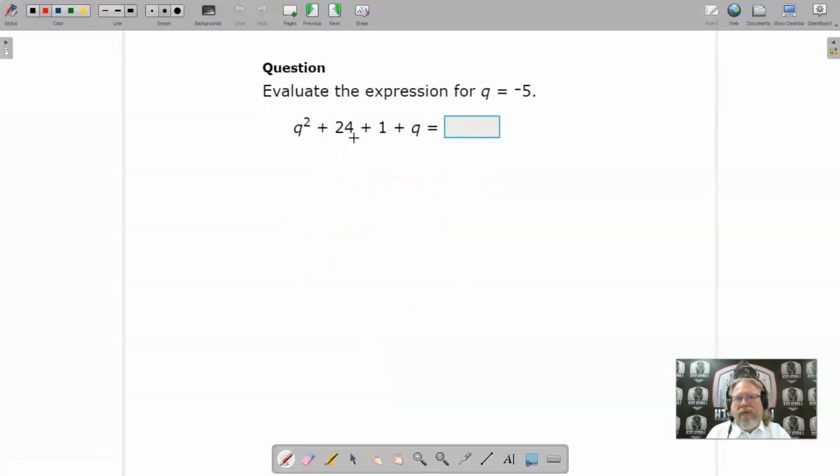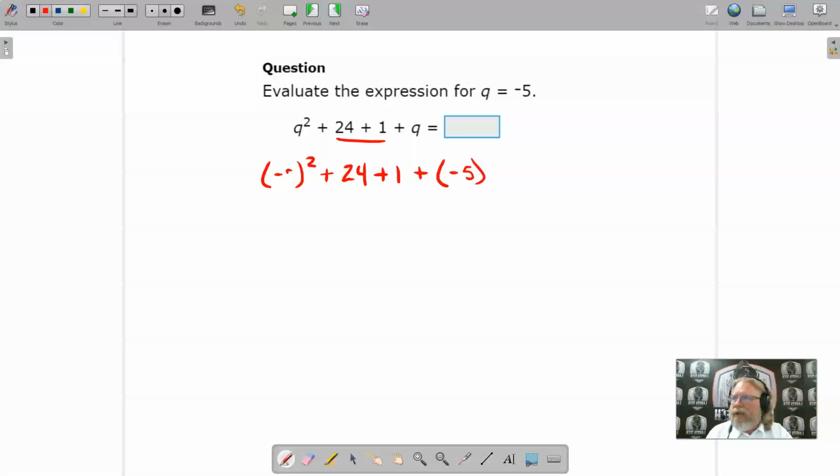Here we have, they're getting longer, aren't they? But again, start by rewriting the equation. Whatever q is squared plus 24, and I'm getting ahead of myself because I'm seeing that 24 plus 1. What I want to do is go ahead and add it now, but I'll wait. 24 plus 1 plus whatever q is, which is negative 5.